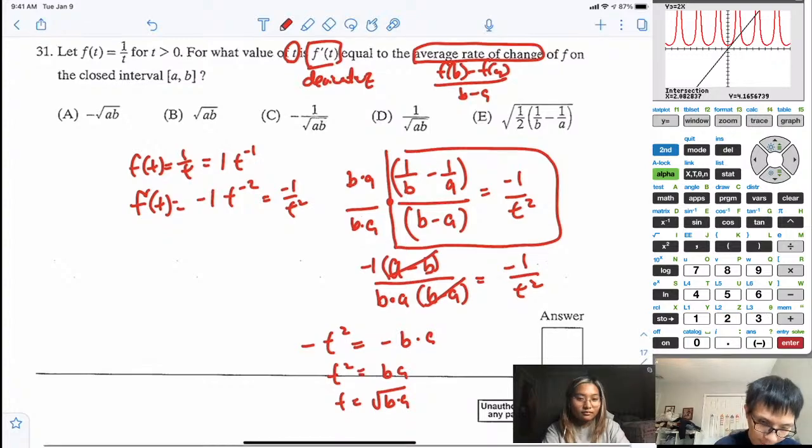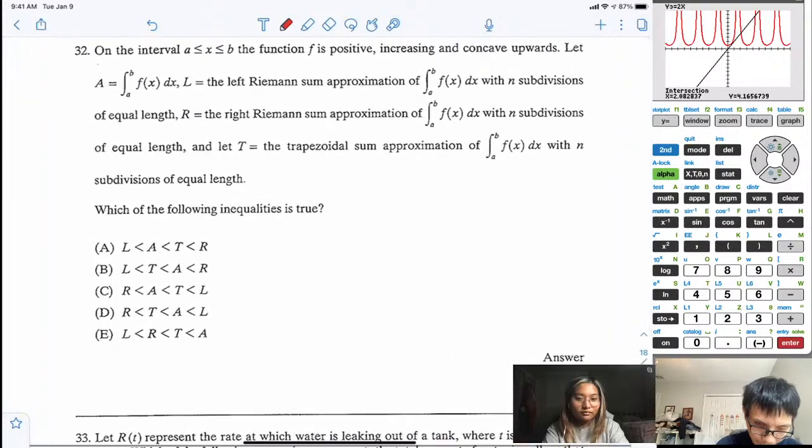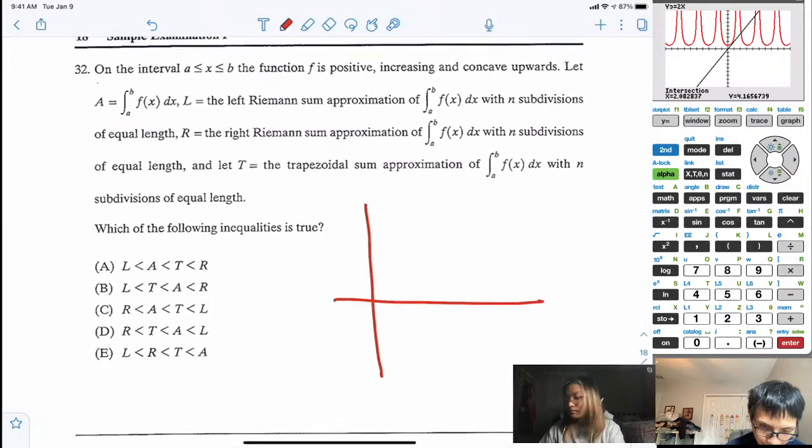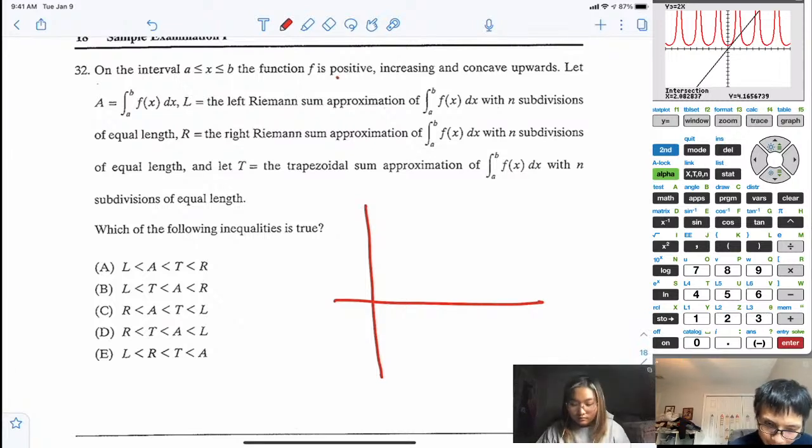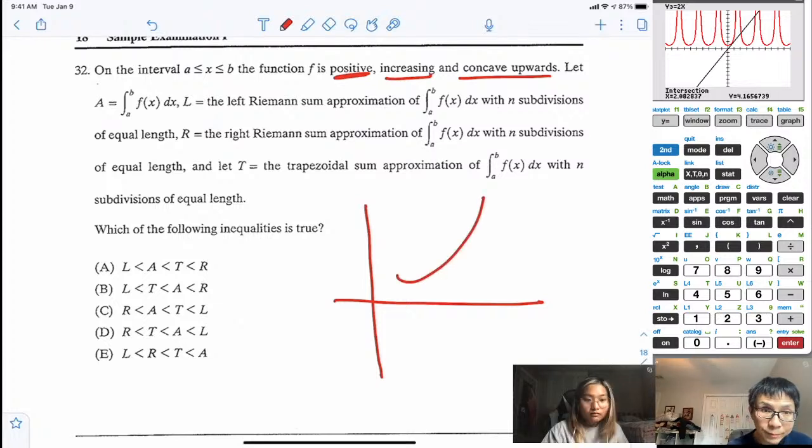Okay, so next question. And remember, with a function like this, you have to follow the way they tell you. If it's positive, that means above the x-axis. If it's increasing, that means the function is going up. Concave upwards. So I will draw it like this: increasing, positive, concave upwards.